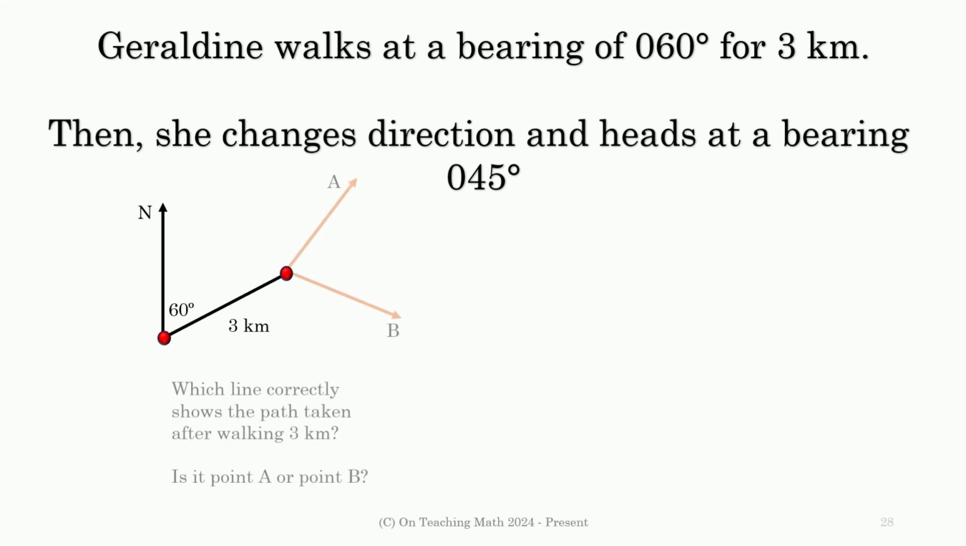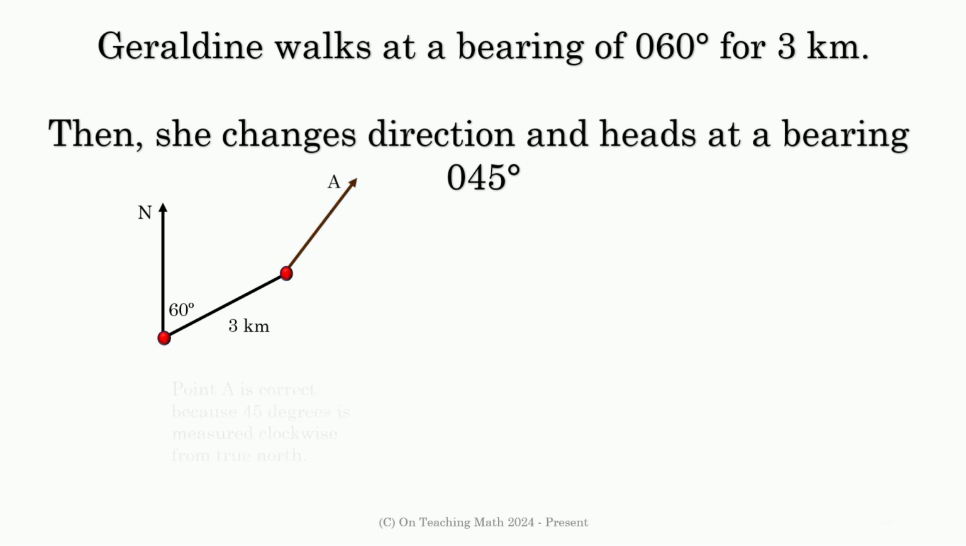Which is that going to look like, A or B? Would point A or point B lie on her new path? Let me know what you think in the comments. Would it be A or would it be B? Well, turns out it's going to be A. And the reason it's going to be A is because bearings are measured from north, and then clockwise. So it would be right here.